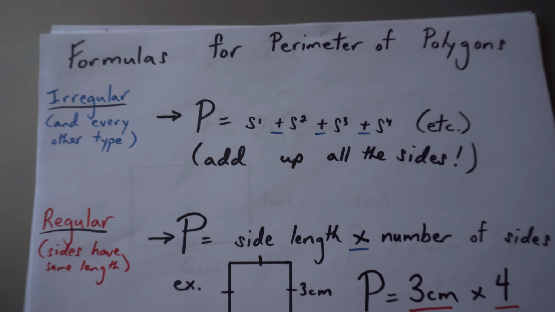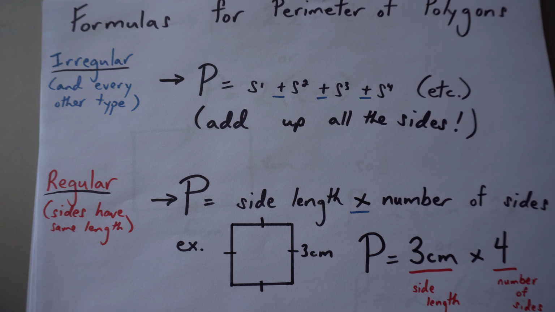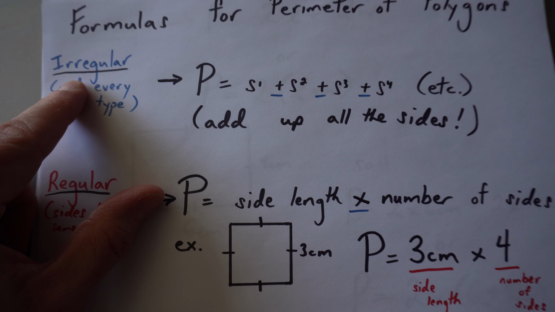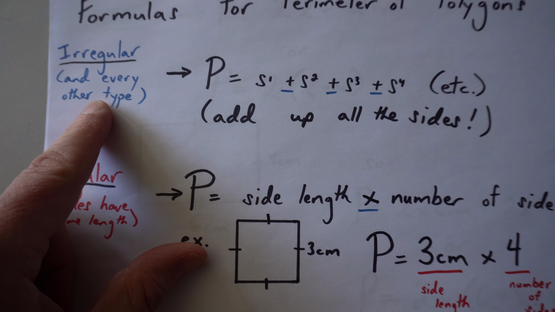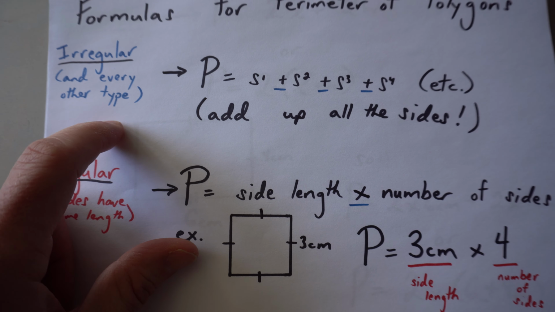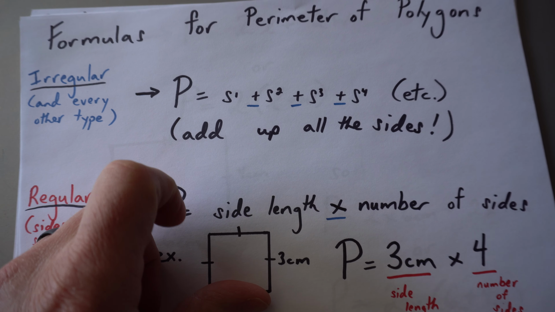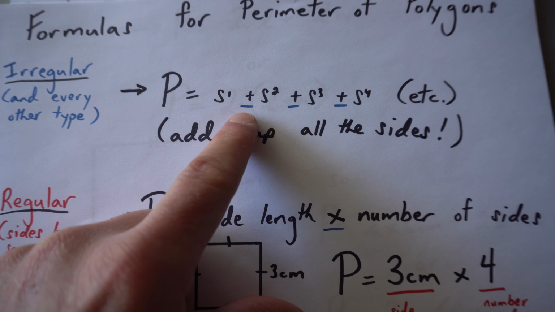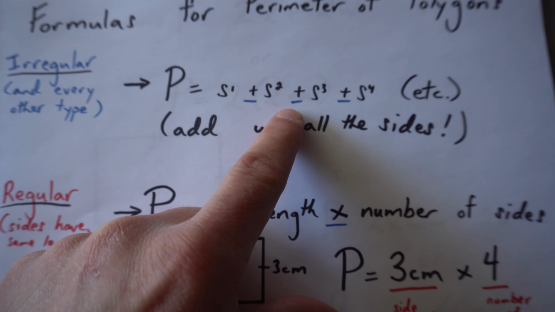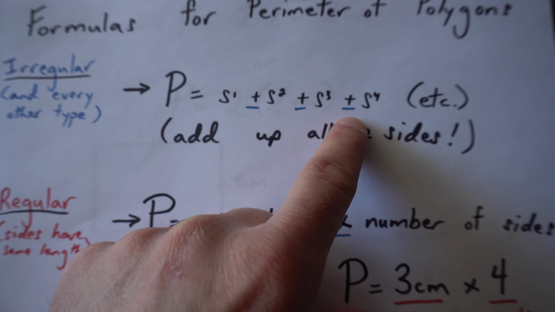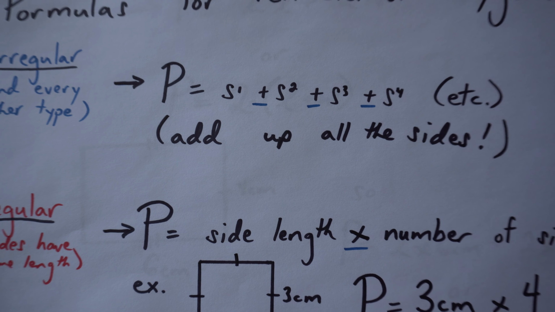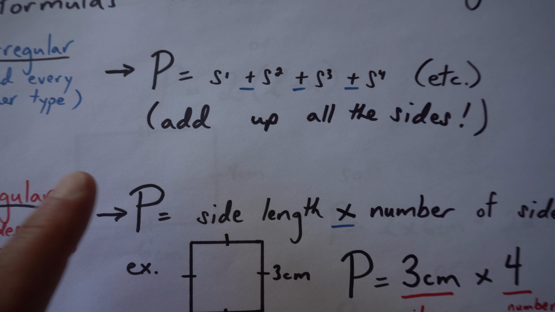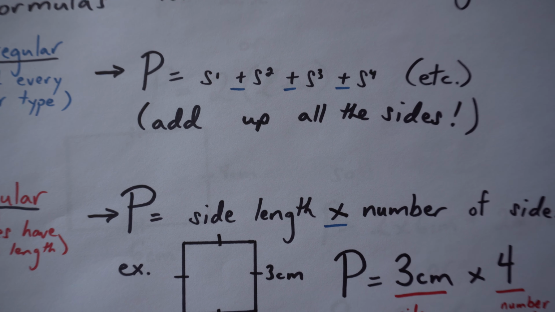Formulas for the perimeter of polygons. For an irregular polygon, and pretty much every other type of shape, you can use the perimeter formula of P equals side 1 plus side 2 plus side 3 plus side 4, etc. You basically are just adding up all the sides to find the distance around.